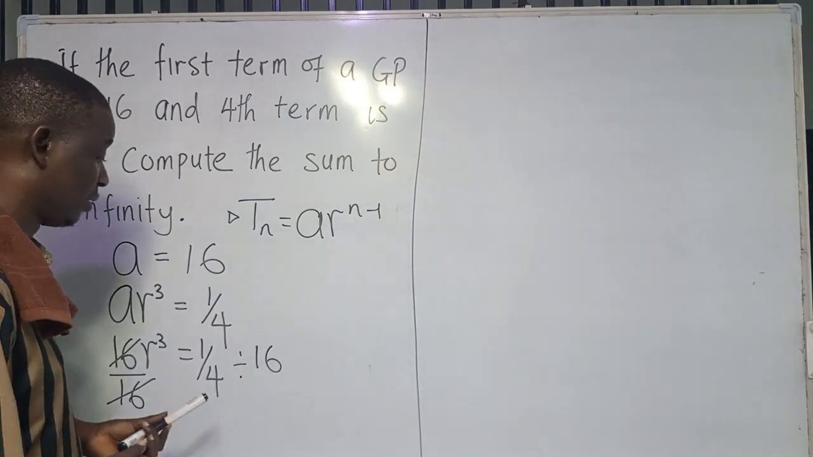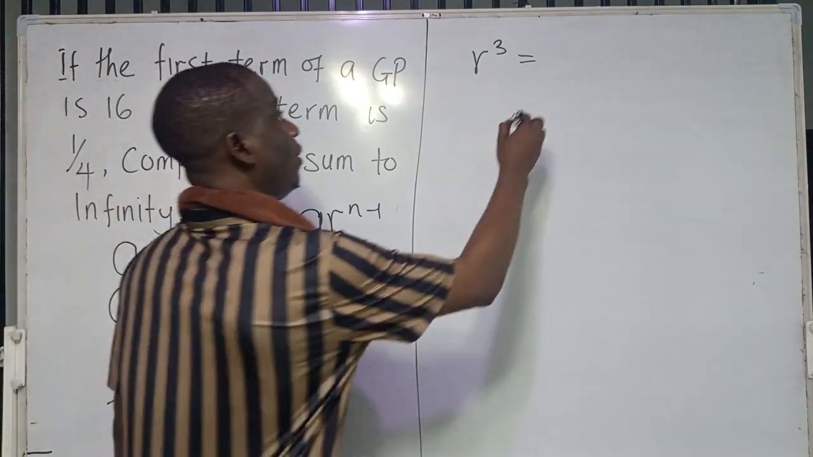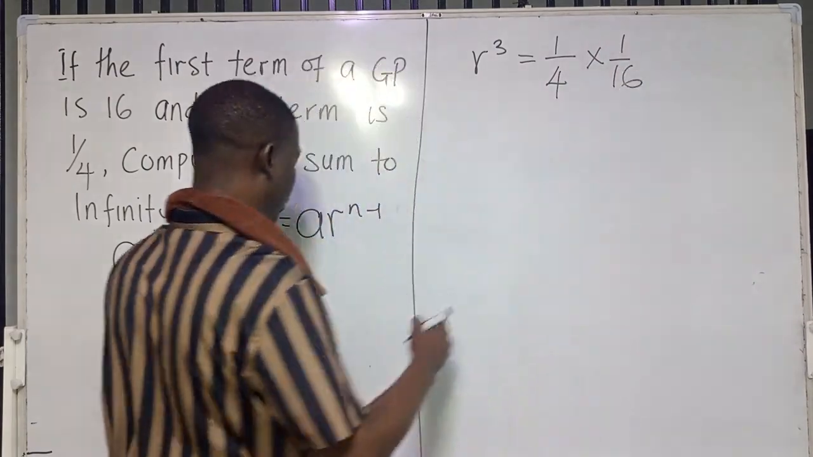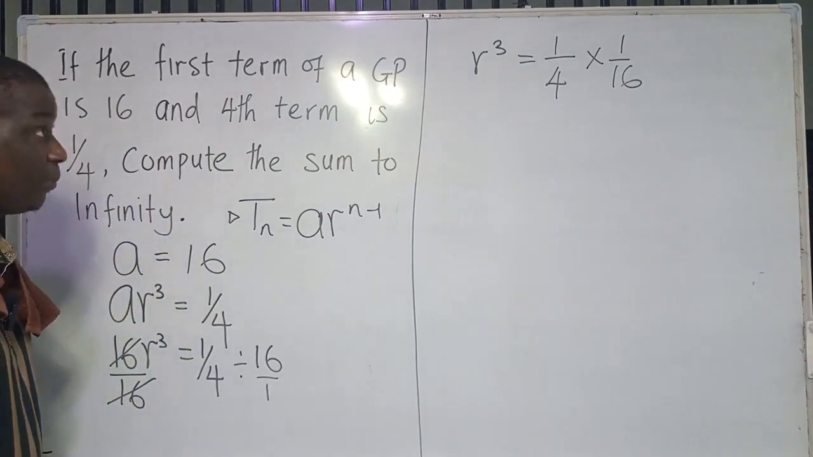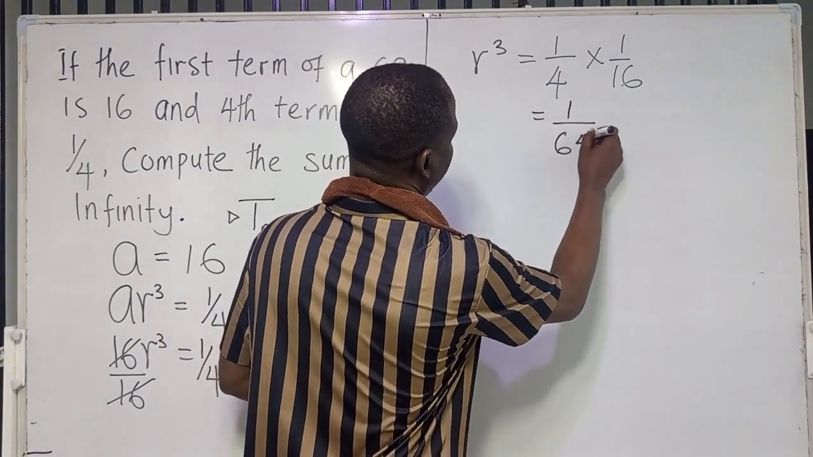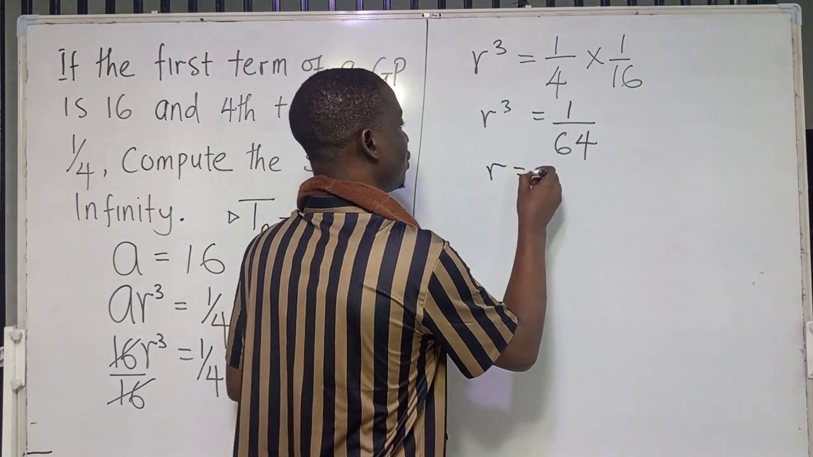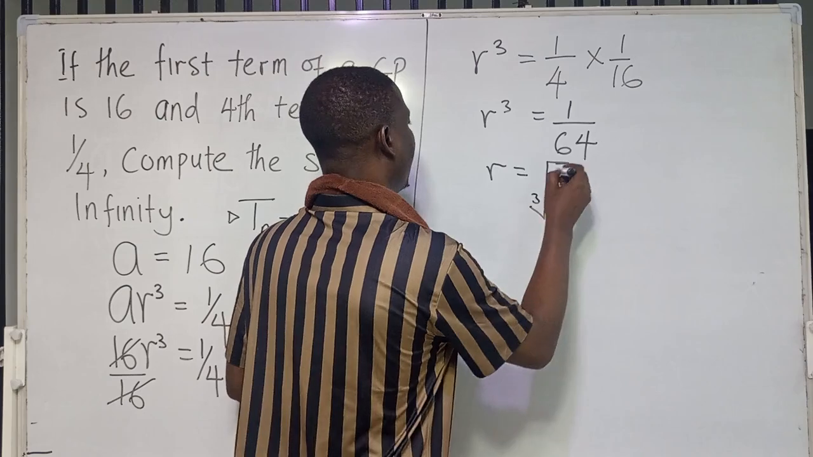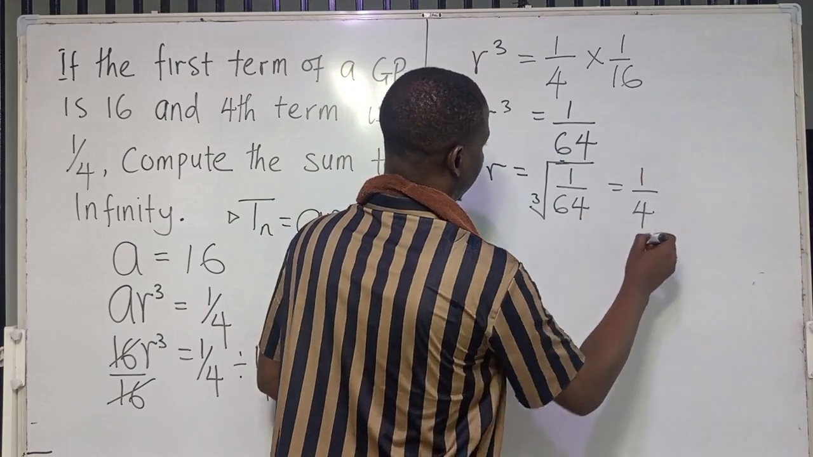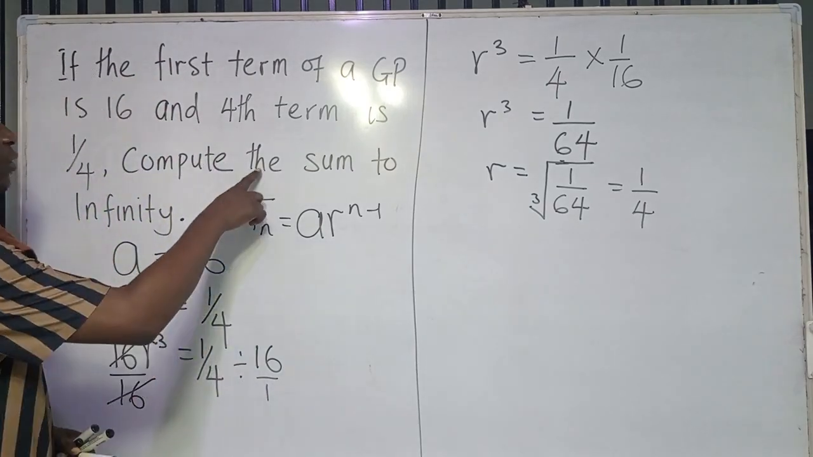So what we are left with is r cube equal to 1/4 times 1/16, because we change division to multiplication. If you do that, you have 1/64 equal to r cube. Now if you take the cube root of both sides, r will be equal to the cube root of 1/64, and that gives 1/4. Press your calculator.